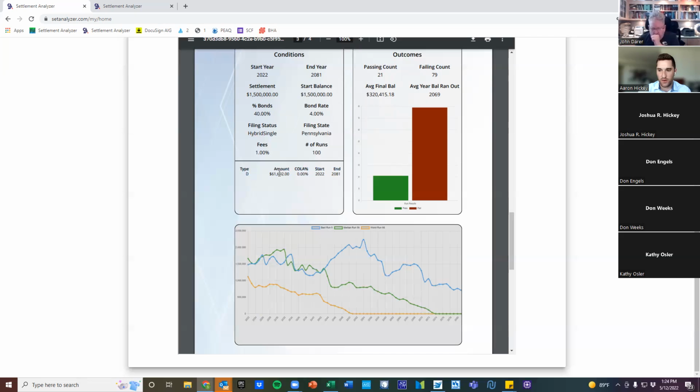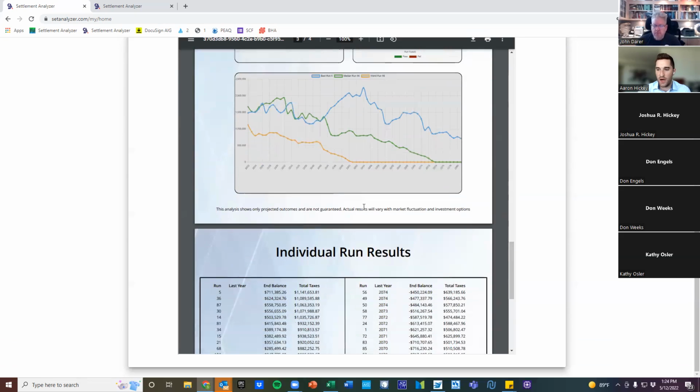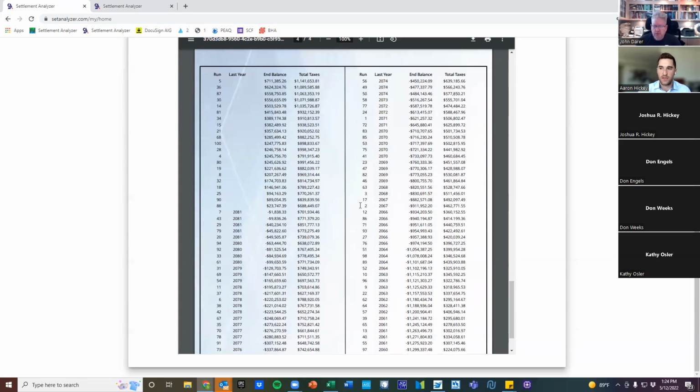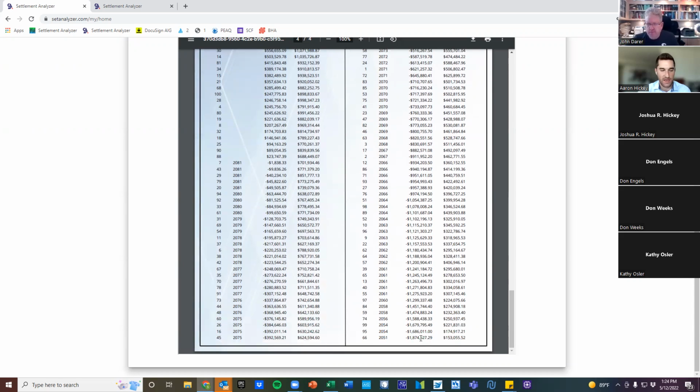Down here, you'll see again your annuity amount that's coming out every year. A couple graphs, and then the last page here is a brief summary again of all of the data, sorted from the most amount of money all the way down to the worst run down at the bottom here. So this is the full entire platform, and this was just one example.